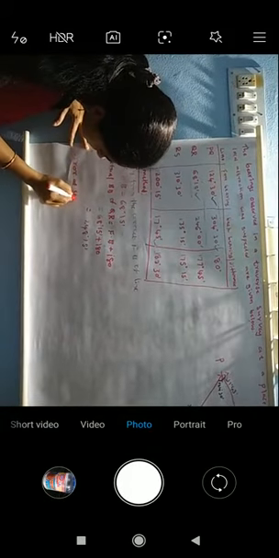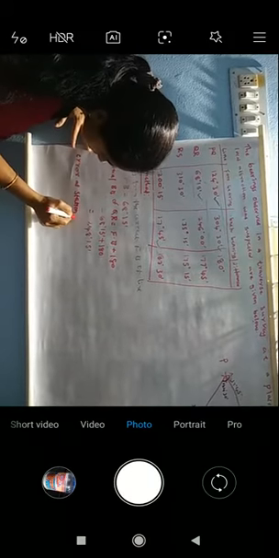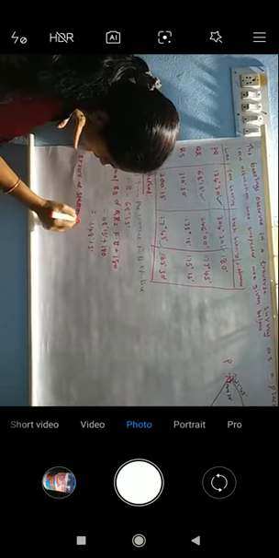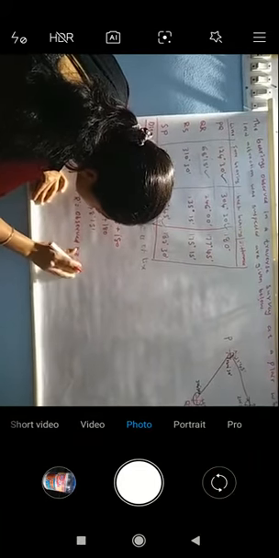Then the error at station. At which station is this error? The error is at the next station, that is the R station. Error at station R is equal to the observed back bearing minus the actual back bearing.